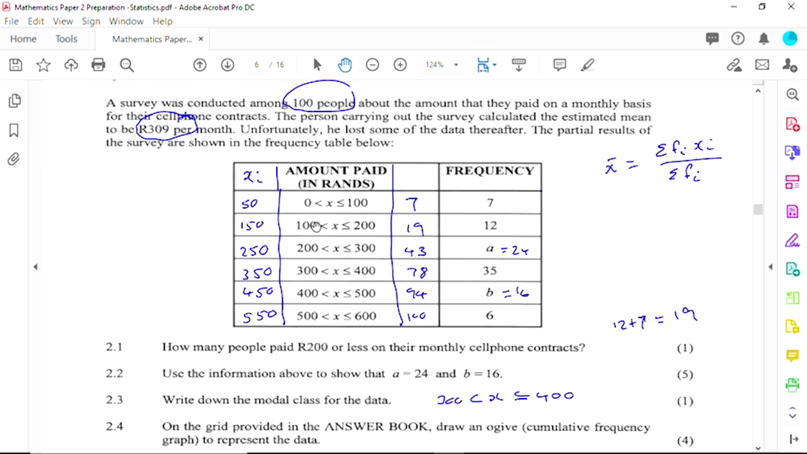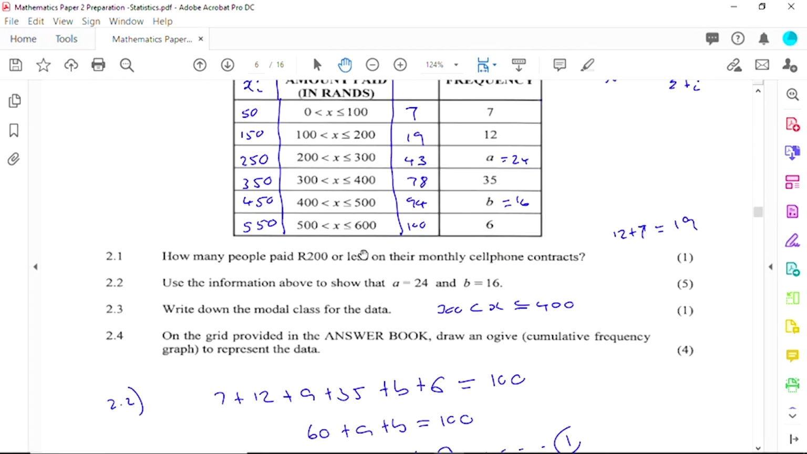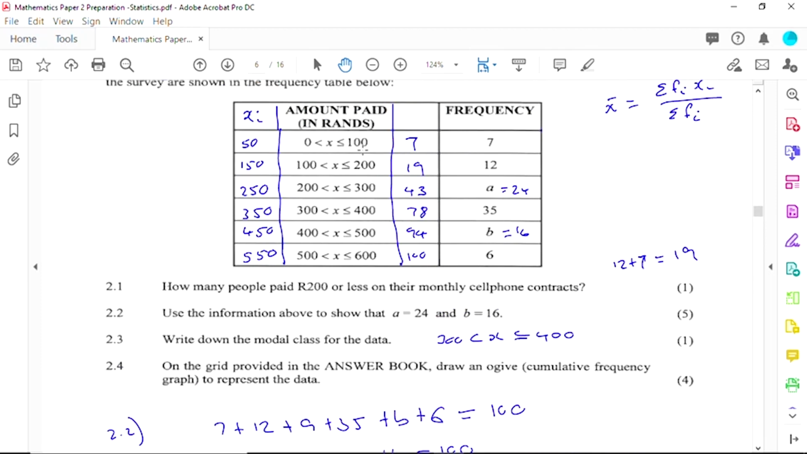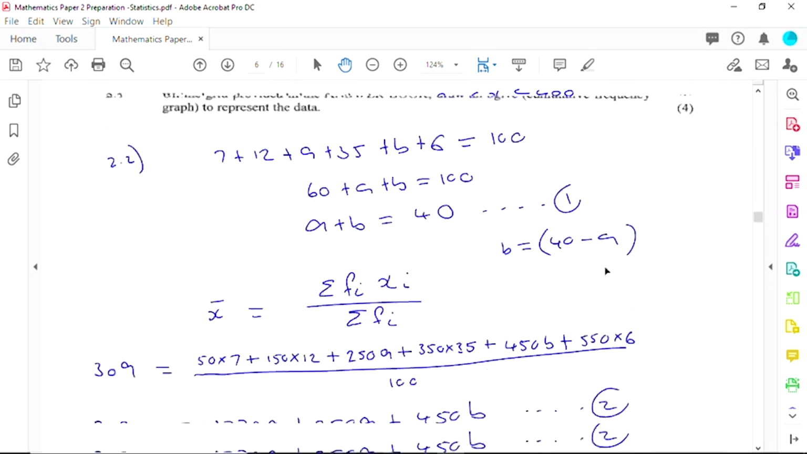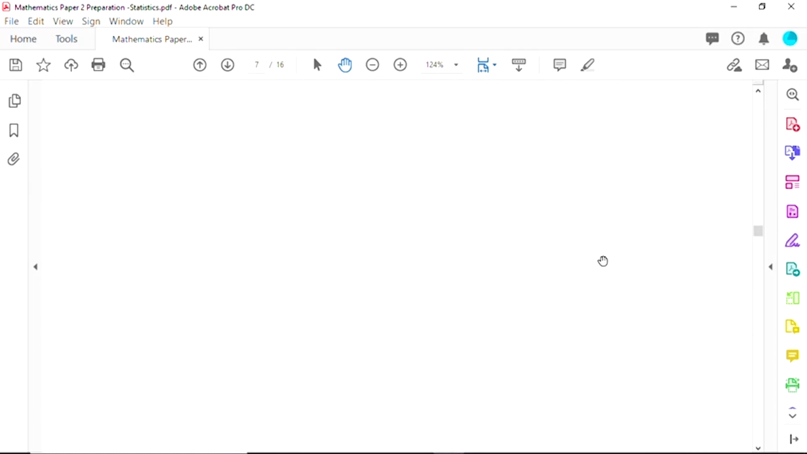So whenever x is 100, y is 7. Whenever x is 200, y is 19. Whenever x is 300, y is 43. Whenever x is 400, y is 78. Whenever x is 500, y is 94. Whenever x is 600, y is equal to 100. And this is our ogive. We need to just sketch it at this point, and these are the x values, and these are the y values. I've already sketched the ogive.